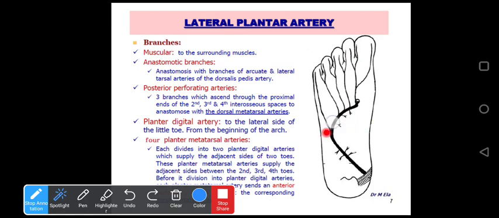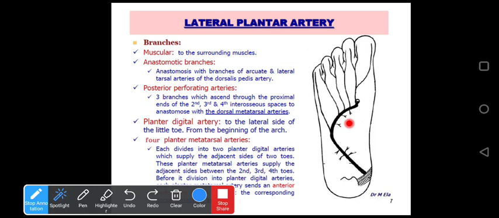So we have these branches. You can see the branches here, mainly here. Of course, the plantar distal artery to the little toe is a direct branch from the plantar arch. The remaining toes are supplied from the plantar metatarsal arteries. We have four plantar metatarsal arteries given by the plantar arch. Again, further it divides into the plantar distal arteries. Before it divides into plantar distal arteries, it gives perforators. What are those perforators called? Anterior perforating arteries. That joins with the corresponding dorsal metatarsal arteries of the dorsum of the foot.